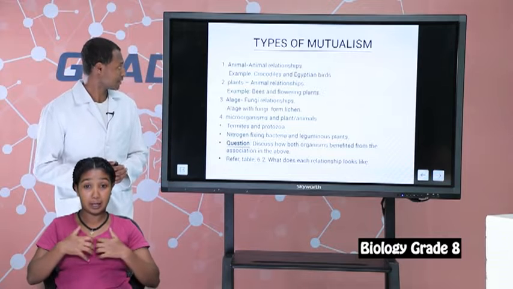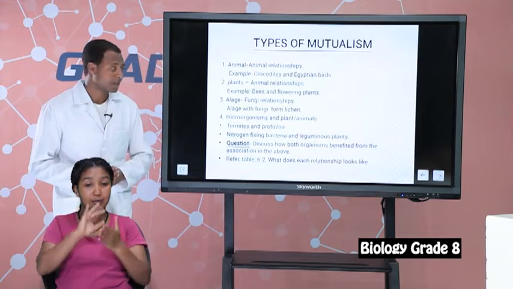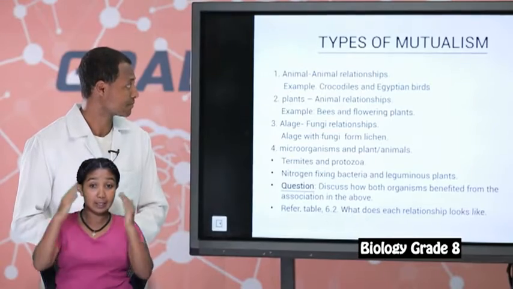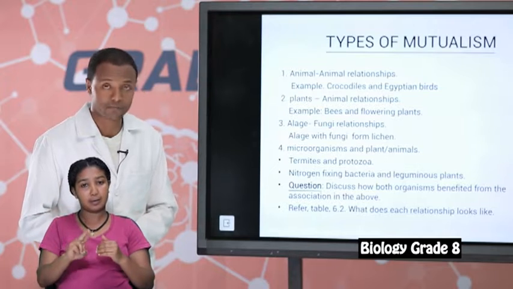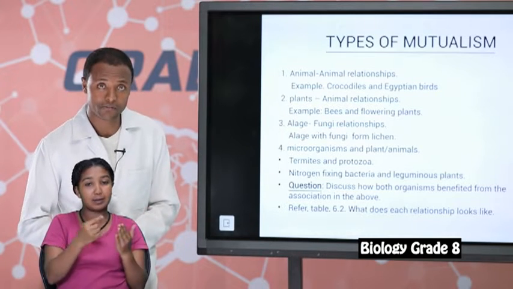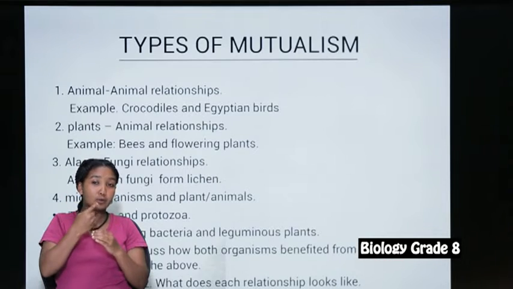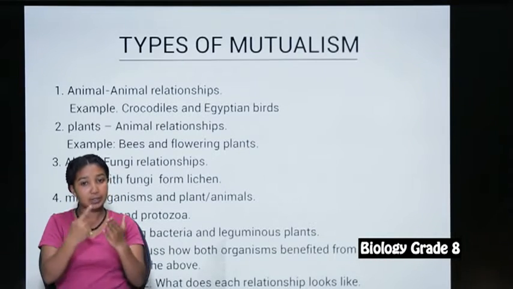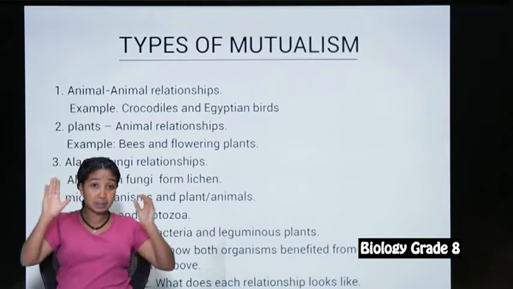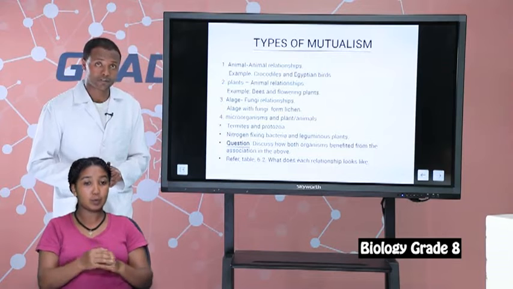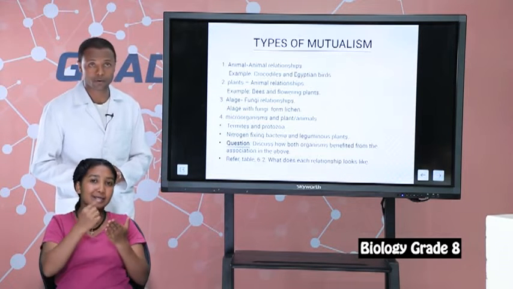Animal-animal relationships, example, crocodiles and Egyptian birds. These Egyptian birds are benefited from the crocodiles. They get food from inside the mouth of the crocodiles. So this relationship benefits both organisms. That means birds are able to get food, whereas on the other hand, they clean the teeth of the crocodile.